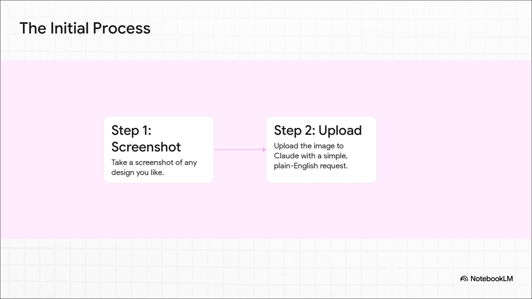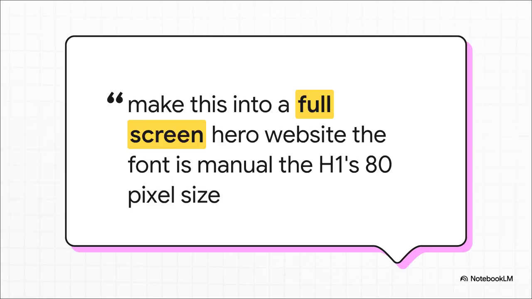You just take a screenshot of any design you like, literally any design, and you upload it to an AI like Claude with a simple request. The key here is its multimodal ability. It can see the design and understand what you're asking it to build. And get this, you don't need to be some kind of prompt wizard. All it takes is a simple description, just plain English. You tell it what you want, maybe throw in a few key details like the font name or the heading size, and that's it. The AI just gets to work and spits out all the HTML and CSS you need.